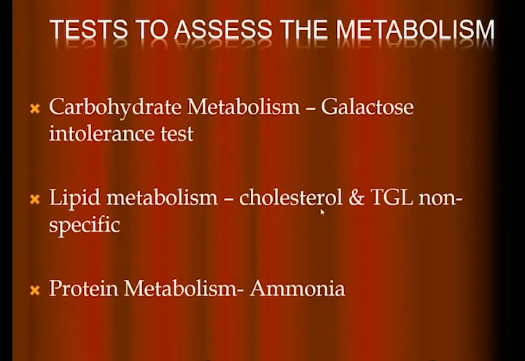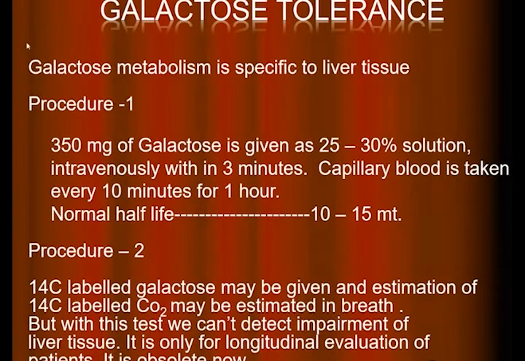And for lipid metabolism, they will do what is the cholesterol level, what is the TGL level. So they will do these tests to find out the lipid metabolic activities. And they will find out the amount of ammonia in the body that is going to be excreted as urea, and this will be from the protein metabolism. So all these metabolic activities take place in the liver. So I told you galactose metabolism, galactose tolerance test. This galactose tolerance test is done under two procedures.